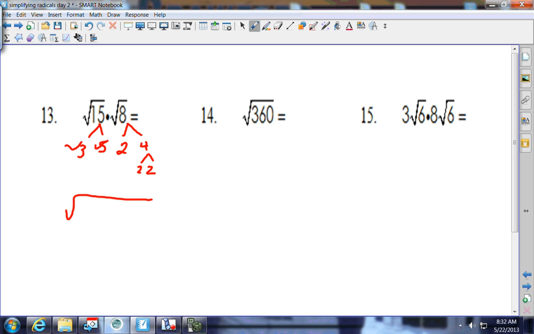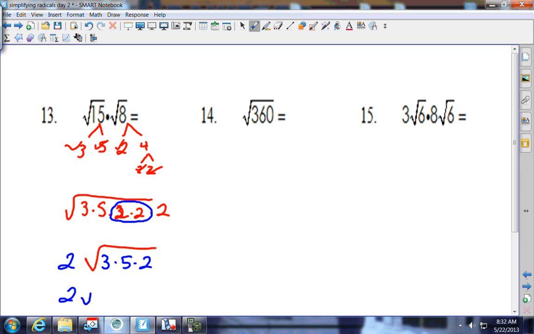3 and 5, 2, 2, and 2. All right, so there's 3 of those. Oops, don't write a 3 because I said 3. There we go. All right, where are my partners? The only pair I have is a 2 right here. Everything else stays underneath the square root sign. So I get 2 square root of 3 times 5 is 15. 15 times 2 is 30. So my answer is 2 square root of 30.